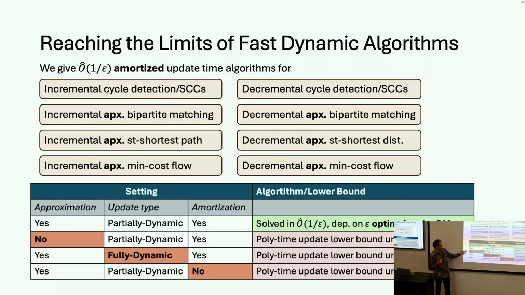You should not be able to get away without approximating for the ones that say approximate here. You should not be able to get away with fully dynamic, and you should not be able to get away with de-amortizing, again, under these popular conjectures in fine-grained complexity.